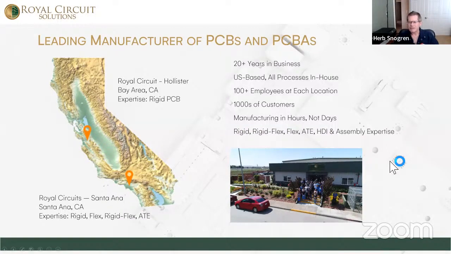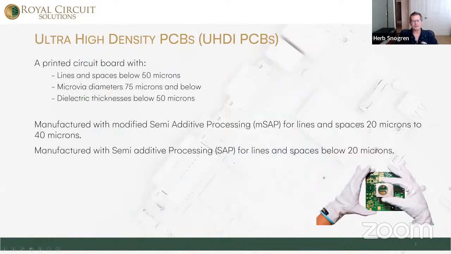Let me start off with a definition of ultra high density PCBs. These are printed circuit boards with line widths and spaces below 50 microns, which is 2 mils, microvia diameters below 75 microns, and dielectric thicknesses below 50 microns.